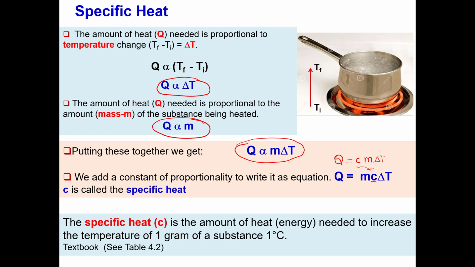Then what is the specific heat? What is C? It is the amount of heat, or energy, now we know heat is energy, needed to increase the temperature of 1 gram of a substance by 1 degree Celsius. That's how much heat we need to increase by 1 degree Celsius 1 gram of that substance.